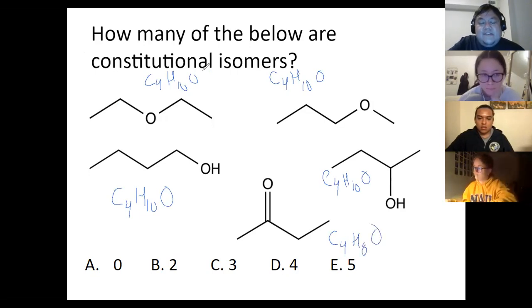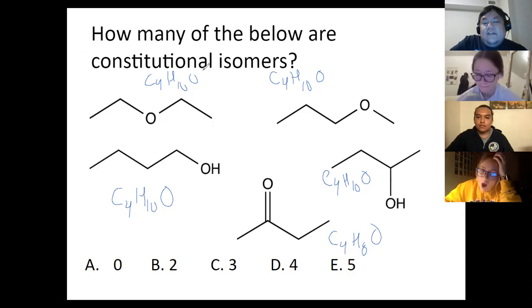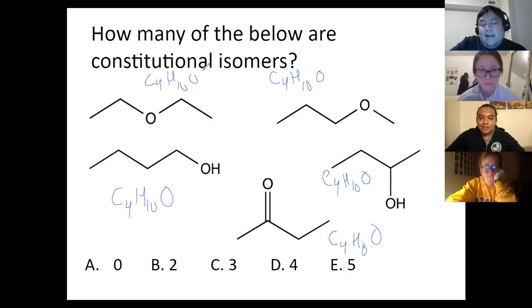So how many of these are isomers of each other? Four of them, right? Because four of them have the same molecular formula. What is an easier way to determine this? What do you notice about that last one? The pi bond. The pi bond.